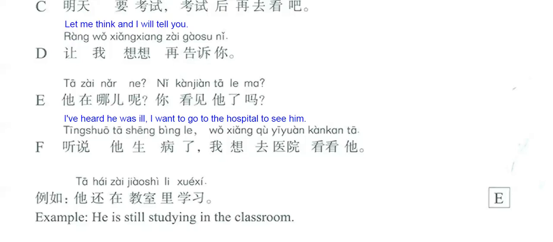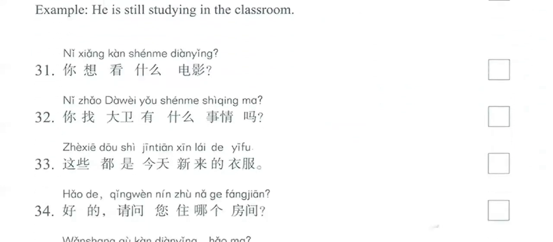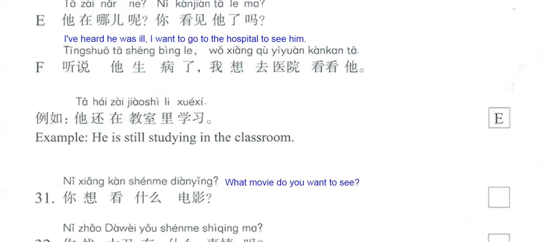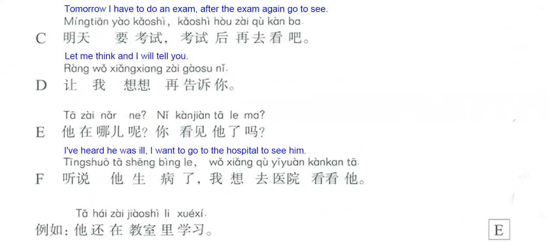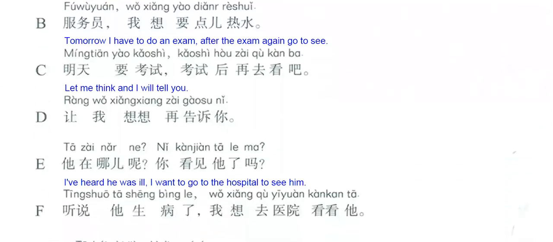And now we need to translate the sentences below and also see which one goes with each one. Okay, the first one, 31. 你想看什么电影? What movie do you want to see? So if we are talking about movies, here you have letter C. We are having an exam here. Letter B, waiter. Letter A, this is about clothes.